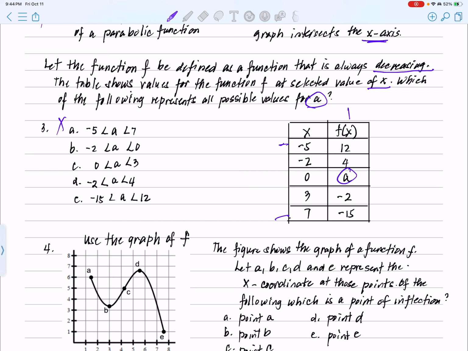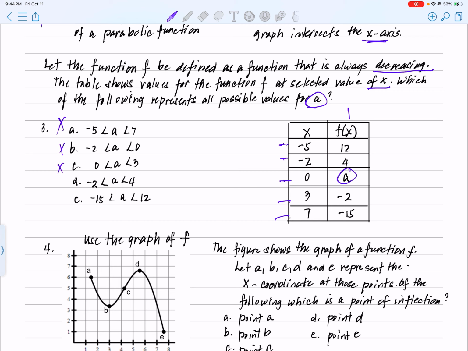B, in an interval -2 to 0. -2 to 0 is right here. No. Right? C, 0 to 3. Right here, 0 to 3. No. So what is left? You have only D and E.